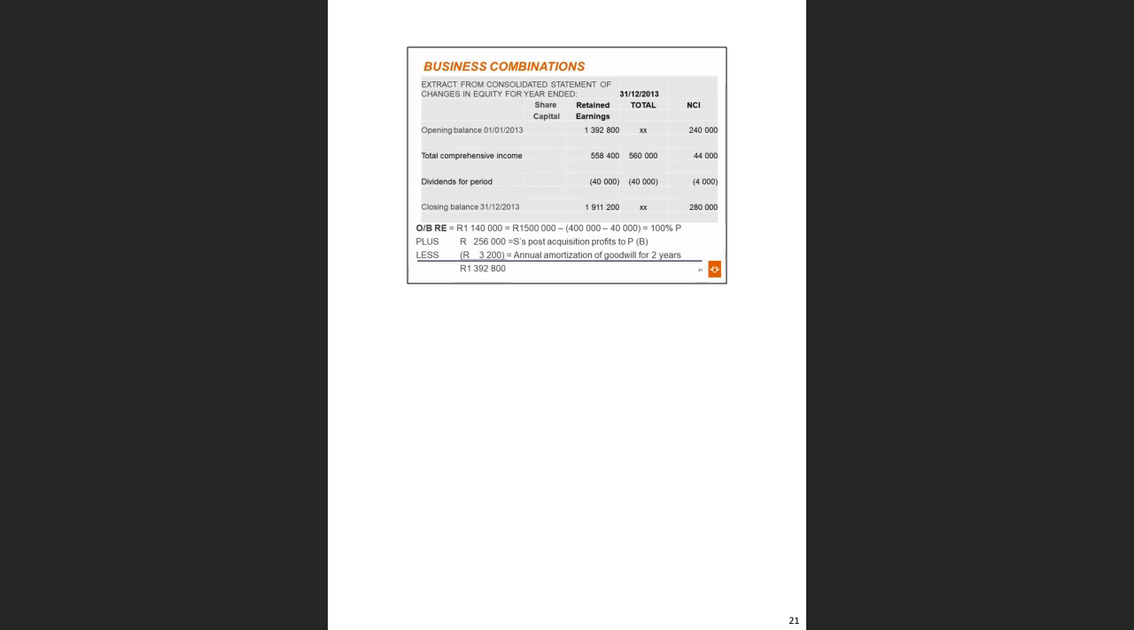So if we look at P, what is P here? We're looking at the opening balance. They told us that the closing balance of P is 1,500 Rand. So we want to know what is the opening balance. To get to the opening balance of P, we need to subtract the current year profits and dividends from the closing balance of retained earnings to get P's portion of the opening balance of retained earnings.